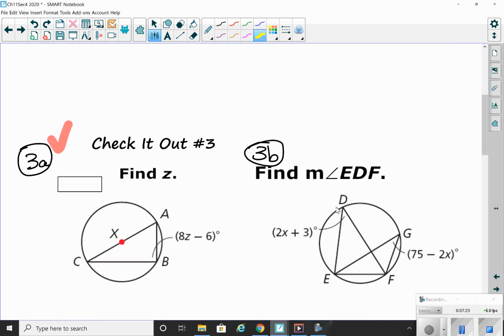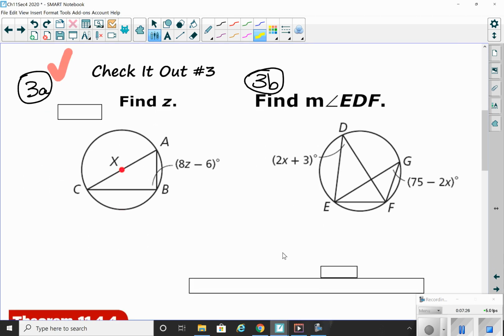So another couple of quick examples. Again, this check it out is in your packet for the lesson for today. In the first one on the left side, it says find Z. I can see that this angle ABC is inscribed. Here's a diameter, so I know that that's half the circle. So half of 180 would be 90. So I know that angle B, 8Z minus 6, must equal 90. And then we can just go ahead and use algebra to solve this.